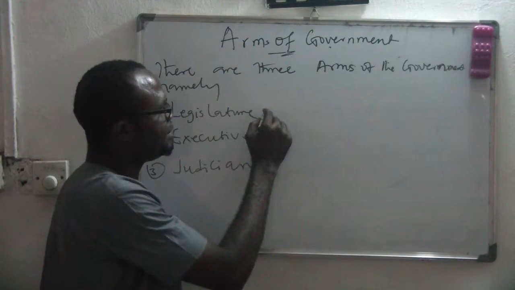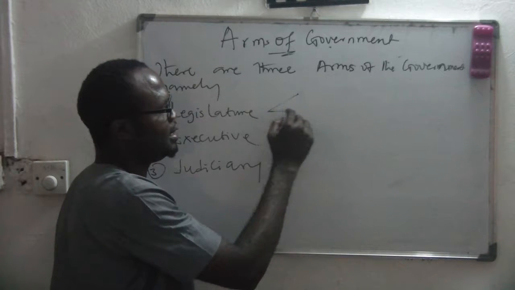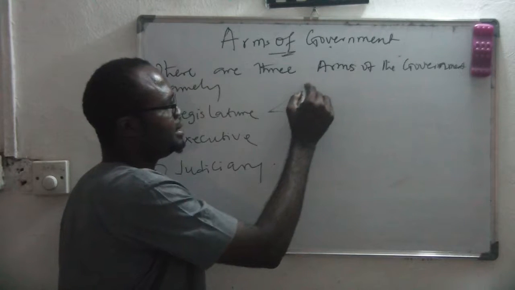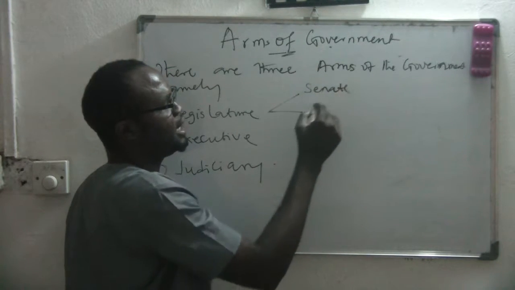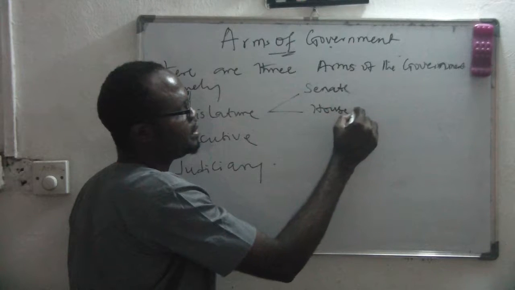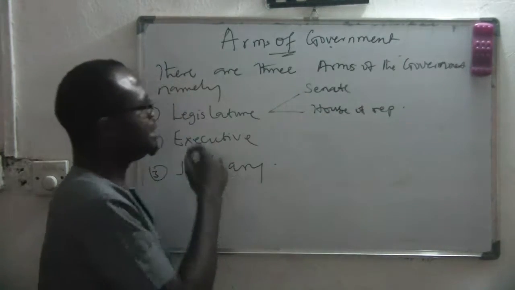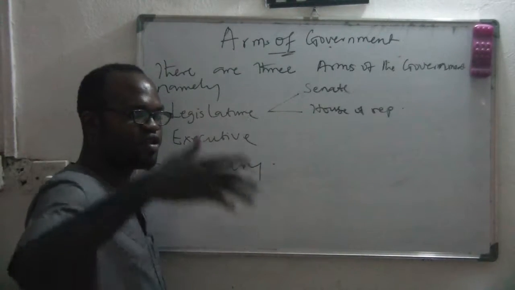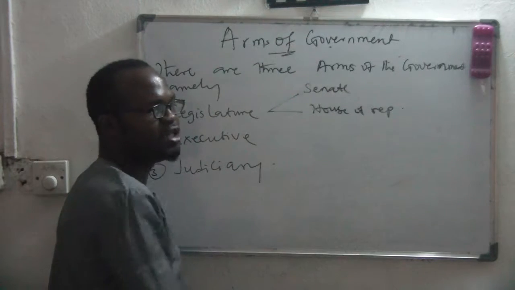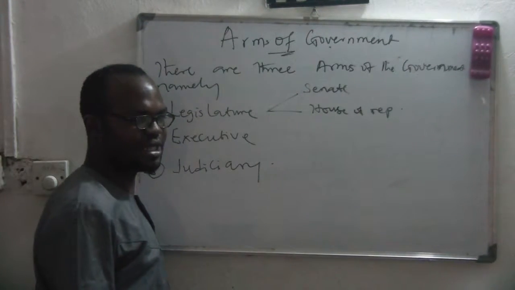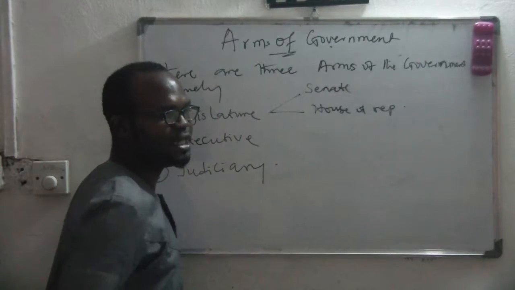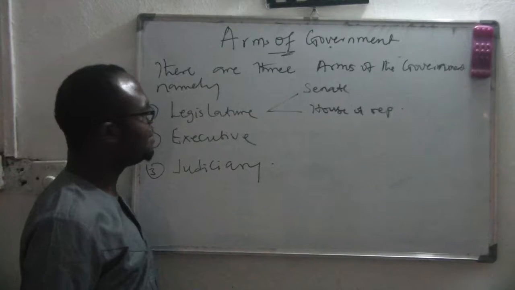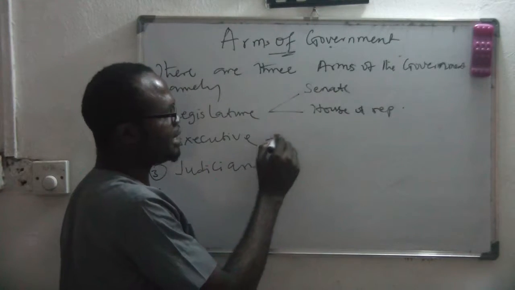The legislature is made up of the two houses. Number one is the Senate, and number two is the House of Rep. These two make up the legislative arm of government. When you go to the National Assembly, you see the senators in the upper chamber, and then you see the House of Rep members in the lower chamber. The two of them make up the legislative arm.